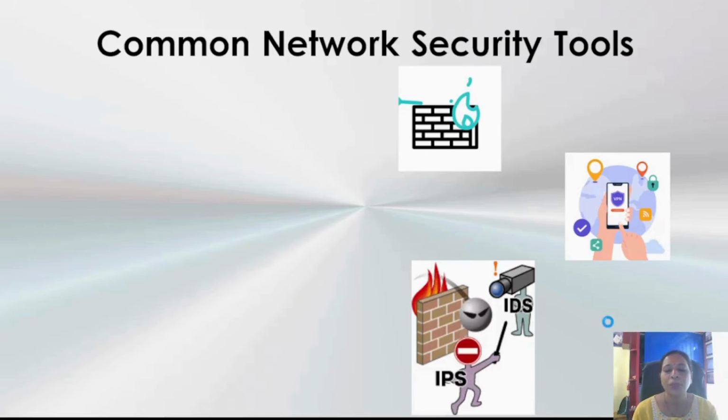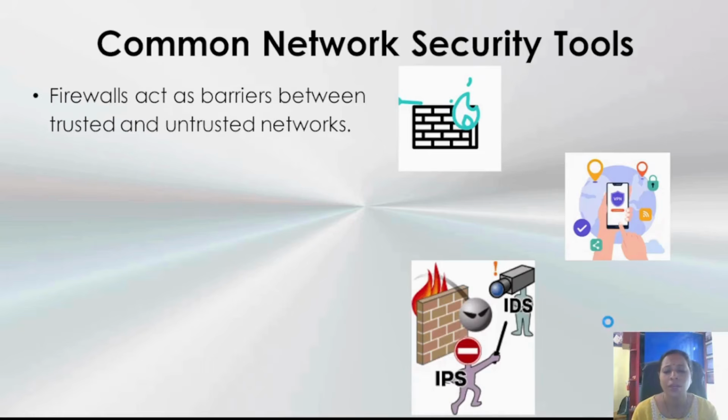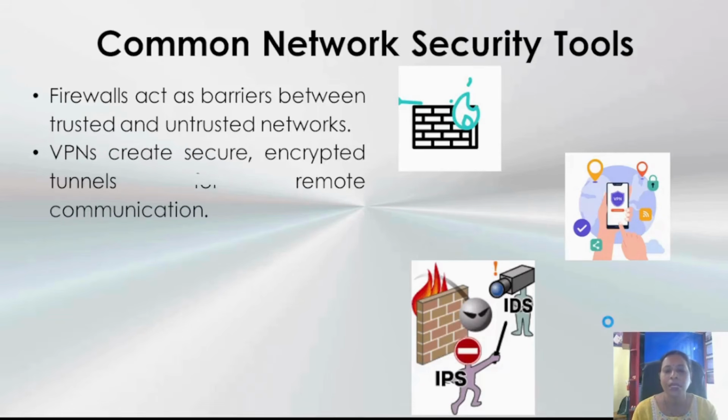Now let's discuss some common network security tools. Several specialized tools and technologies help secure a network. One of them is a firewall. These act as a barrier between the trusted and the untrusted network, filtering out unwanted traffic. VPN, that is a virtual private network, encrypts data transmission, specifically when users access public Wi-Fi.